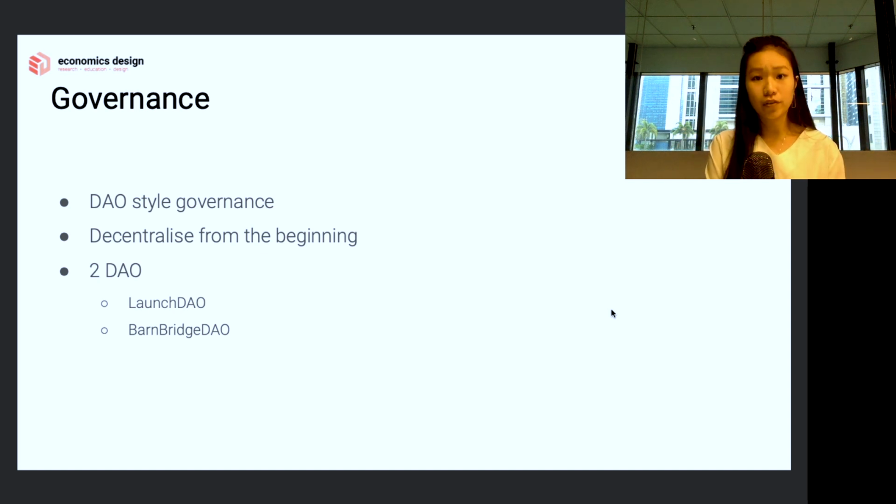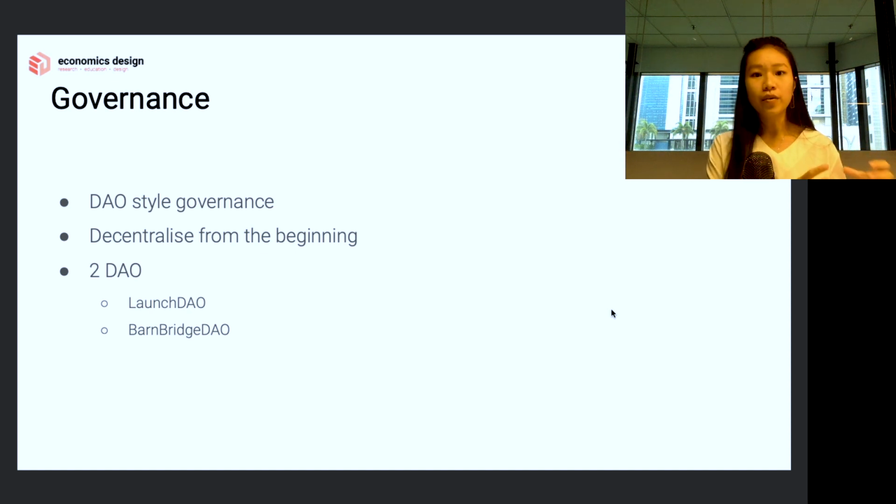The whole point of governance for BarnBridge is that they want to decentralize it from the beginning. There are two types of DAOs available: one is the launch DAO, and one is the BarnBridge DAO. The launch DAO will exist for about 6 months, and then it will transition to the BarnBridge DAO. Remember, we talked about two different tokens. We have the BB Vote token, the voting token for the initial stage of the project. Then you have the BarnBridge token, which is for the long-term voting and governance of the project.